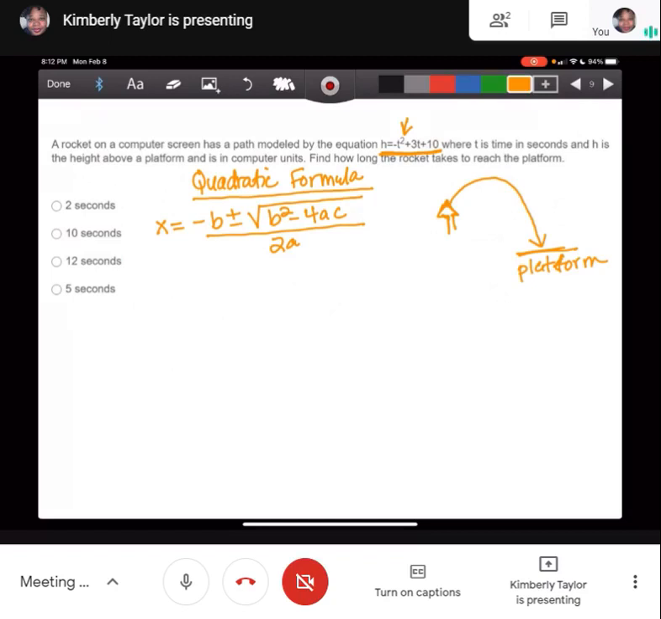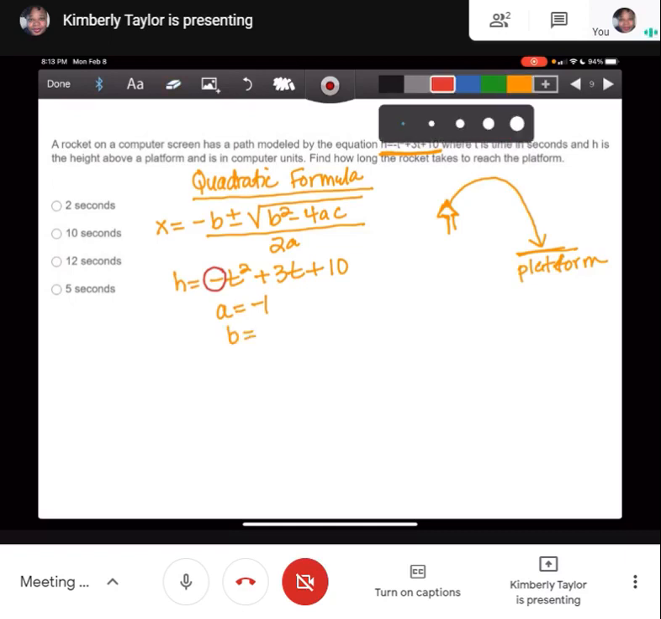So the equation that they give us is h equals negative t squared plus 3t plus 10. You need to identify a, which is negative 1. That comes from here. That's how we got a. And then b is the next one. So that's positive 3.